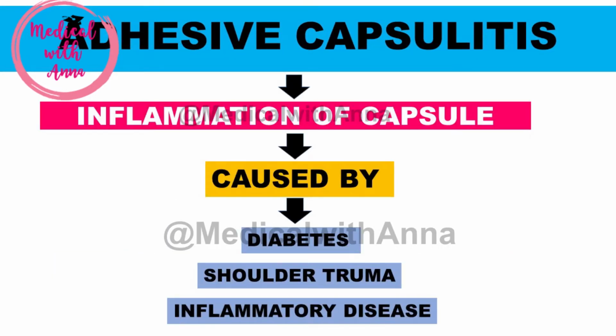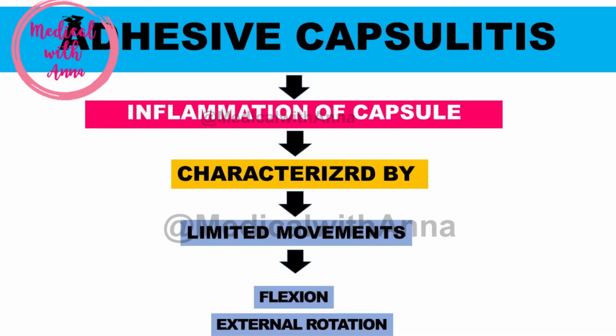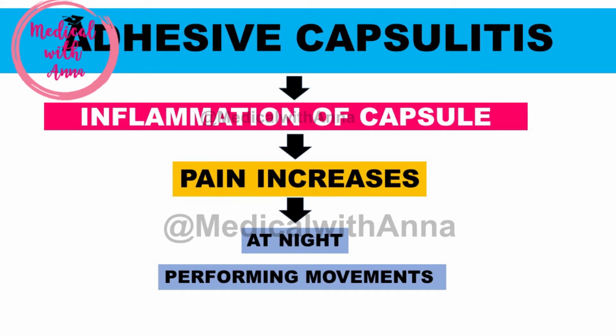Adhesive capsulitis. The inflammation of the capsule is basically caused by diabetes, shoulder trauma, and inflammatory disease. The inflammation of the capsule is characterized by limited movements, which include flexion and external rotation. During adhesive capsulitis, the pain increases at night and during performing the movement.